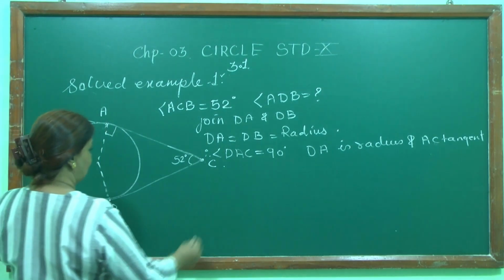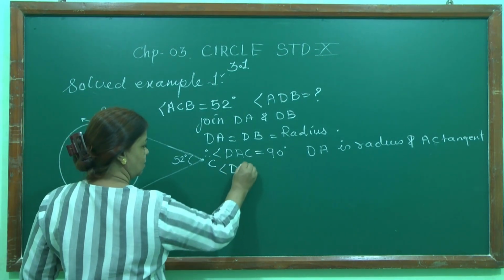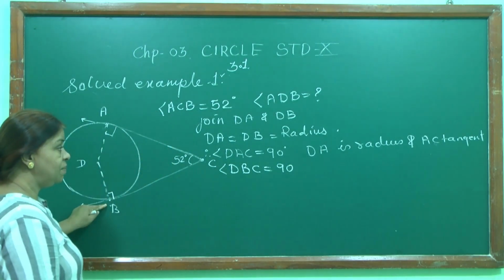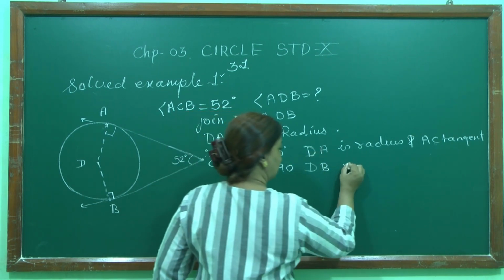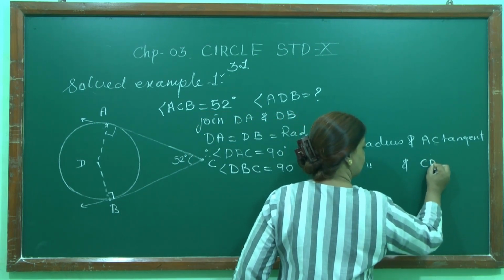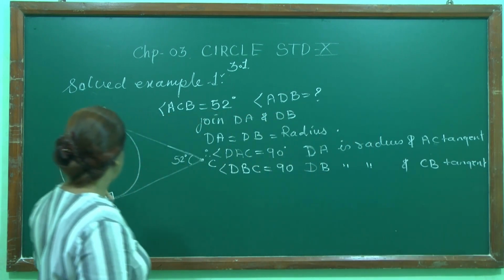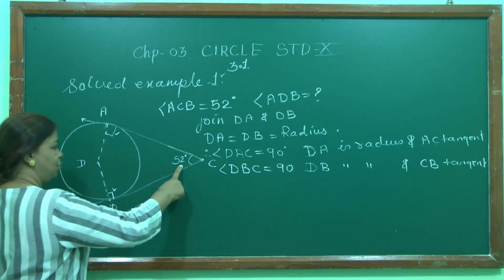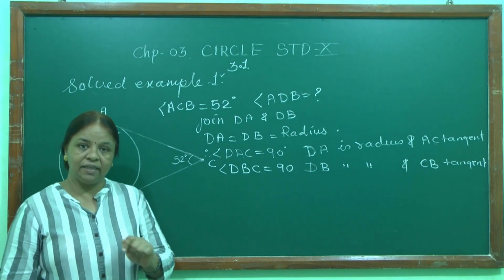Now similarly here see angle DBC, this is also going to be 90 degrees. Reason? This is DB, radius, and CB is tangent, and tangent is always perpendicular to the radius. Now we got this as 90 degrees, this as 90 degrees, this as 52. We want to find out angle D.